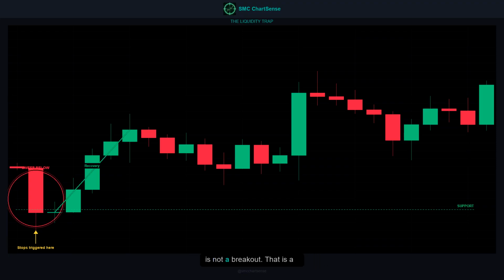This happens every day. When price breaks a level and instantly snaps back, that is not a breakout. That is a trap. Never place your stop at the obvious level. Wait for the sweep, then enter the reversal direction.